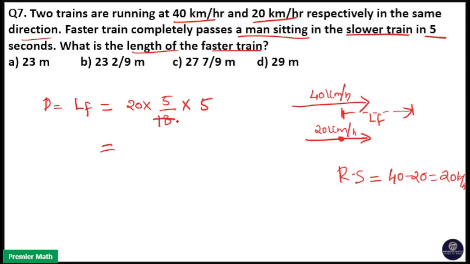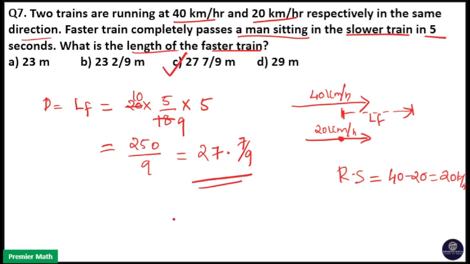So here 2 into 9 is 18, 2 into 10 is 20. So 250, 5 into 5 is 25, 250 by 9, that is equal to, 9 into 2 is 18, 70 by 9 means 9 into 7 is 63, remaining is 7. So I will divide it with 9. So 27.79. Option C is your answer.